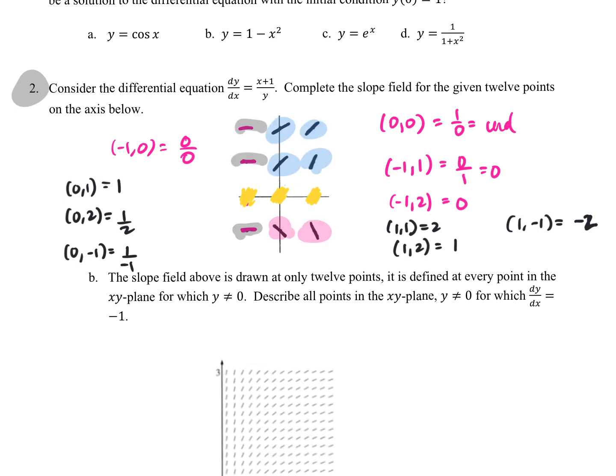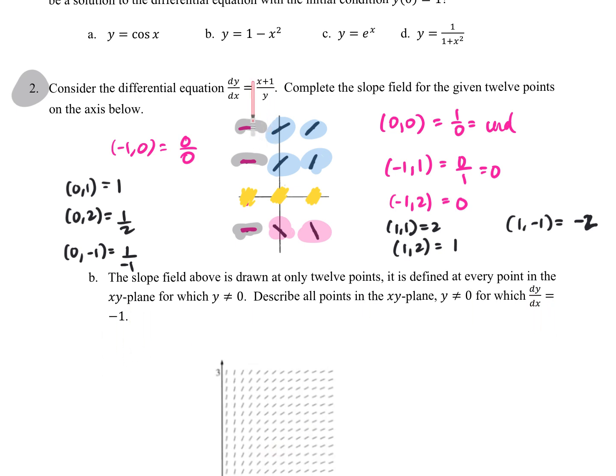Okay, so this is the new thing. This is something new. Part B for this question. The slope field above is drawn only at 12 points. For us, really 9. It's defined, but it's defined like a slope field exists everywhere. We only had to draw these 9 points though. Describe all the points, not just these ones, where the slope is -1.